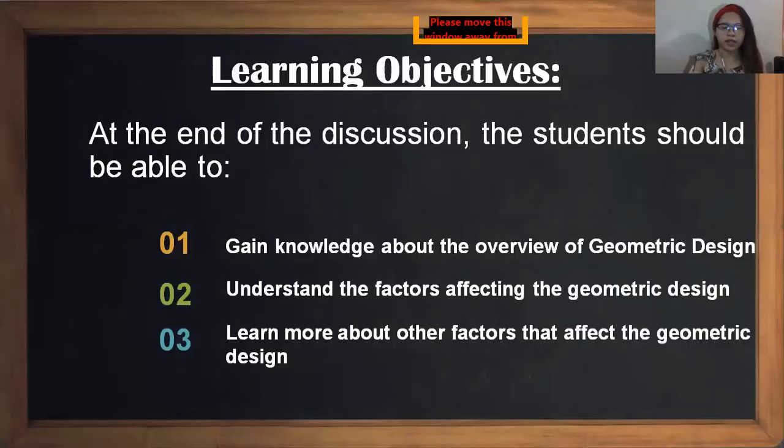Learning objectives. At the end of the discussion, the students should be able to: 1. Gain knowledge about the overview of geometric design. 2nd, understand the factors affecting the geometric design. 3rd, learn more about the factors that affect the geometric design.